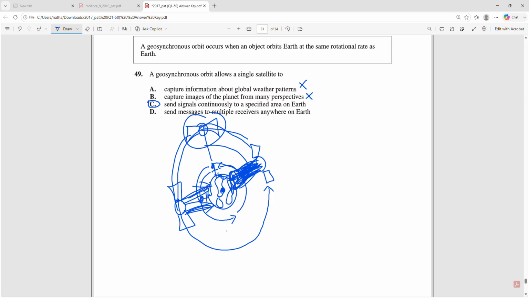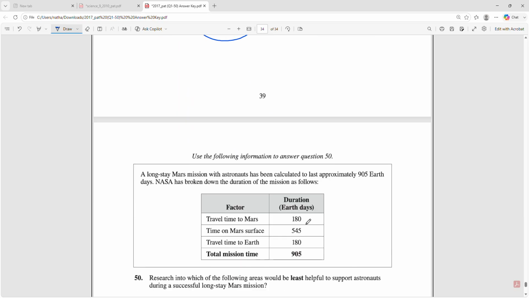And then D, send messages to multiple receivers anywhere on Earth. If you notice what they all have in common, they're saying that they can see different parts of the Earth, whereas the truth is they can only send signals continuously to a specified area on Earth. Okay, and there's reasons they would want to do that. Maybe they have a satellite that they want to set up in the Earth's orbit to observe a particular part of the Earth. Okay.